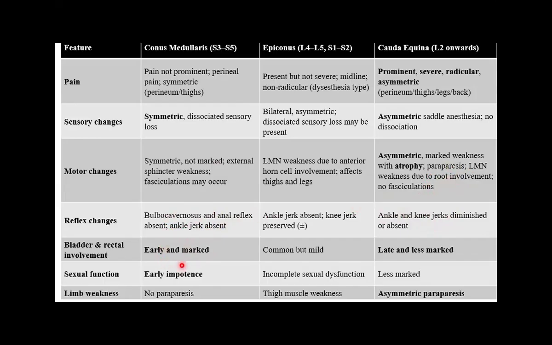Bowel and bladder involvement will be early in conus medullaris lesions, whereas it is less in cauda equina lesions. Sexual dysfunction is also seen early with conus medullaris, and asymmetric paraparesis is seen with the cauda equina lesion. So now, after seeing this longitudinal localization, we'll see the transverse localization.